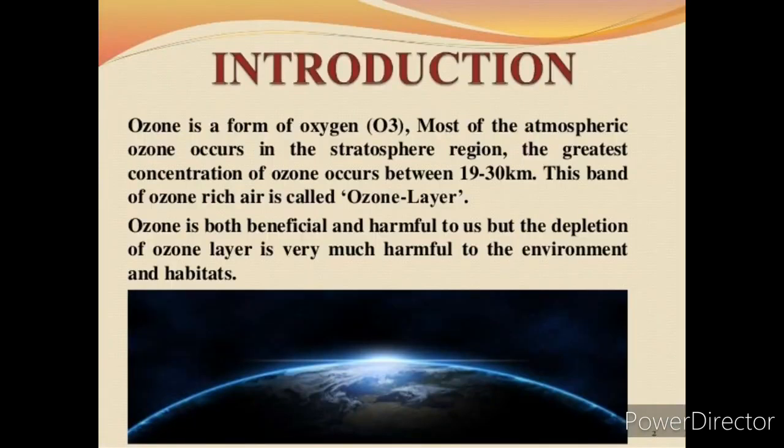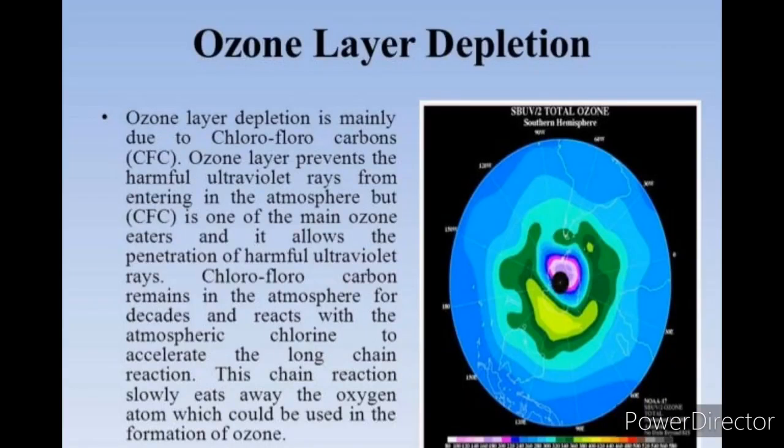Ozone is a form of oxygen. Most of the atmospheric ozone occurs in the stratosphere region. The greatest concentration of ozone occurs between 19 to 30 kilometers. This band of ozone-rich air is called the ozone layer. Ozone is both beneficial and harmful to us, but the depletion of the ozone layer is very much harmful to the environment and habitats.